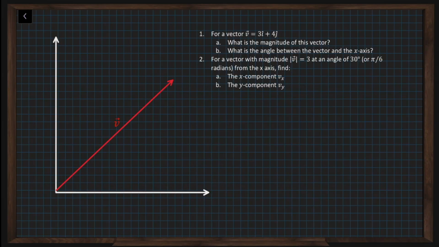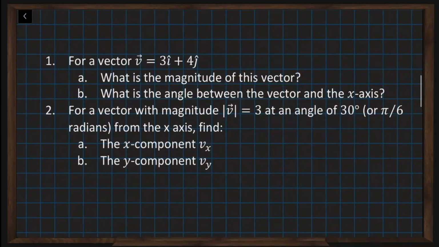Okay, so in the previous video I did, we covered some of the basics around vectors, and now we are just going to address some practice problems around this. So I've written two problems here that we want to solve. The first problem is that for a vector v, which has components of 3 along x and 4 along y, what is the magnitude of this vector? And then we want to find what the angle is between the vector and the x-axis. The second question is for a vector with a magnitude of 3 at an angle of 30 degrees or pi over 6 radians from the x-axis, find the x component and the y component of this vector. Okay, so let's have a look.